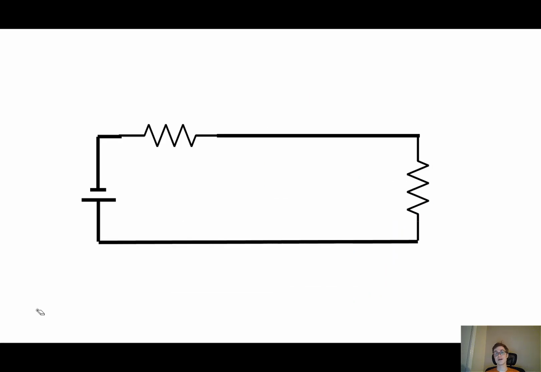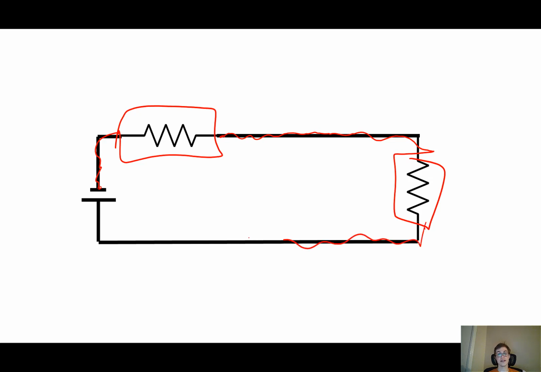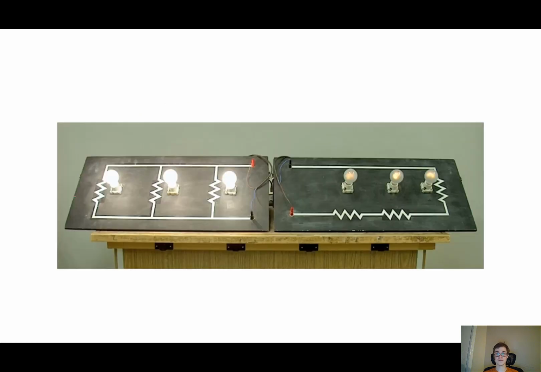So now let's talk about what happens when you have them in a series arrangement. What happens in a series arrangement is the electron leaves the battery, then it gets slowed down by this resistor, and then it moves and gets slowed down by another resistor even more, so it gets slowed down twice, so it gets extra slow, and then it comes back before it completes the loop. So because it hits two resistors, it gets extra slow. And this results in different behavior.